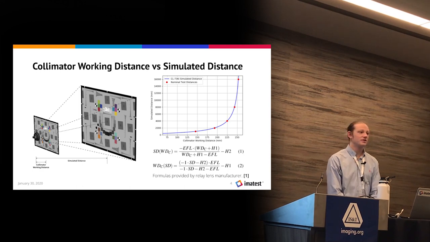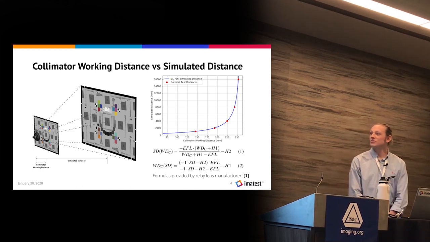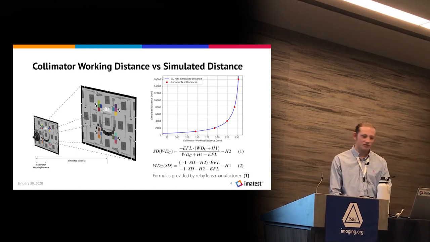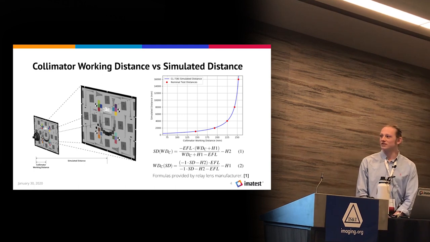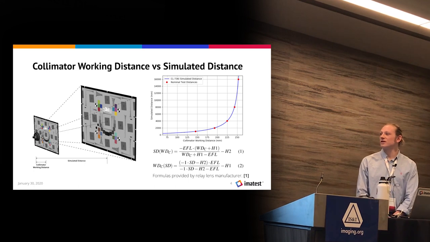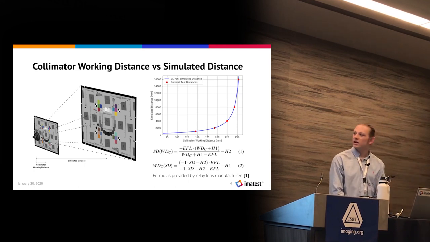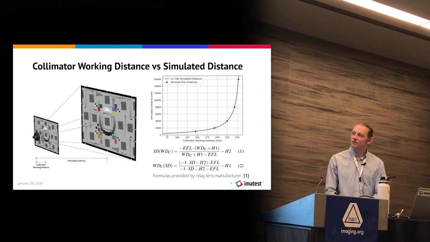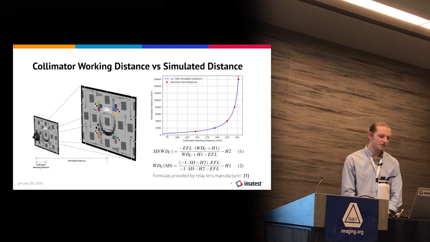Relay lenses used in this system share a common formula for calculating simulated distance from collimator working distance. This formula is defined in equation 1 and inversely defined to calculate the required working distance from a given simulated distance. Here, EFL represents the effective focal length of the relay lens, and H1 and H2 are optical principal points provided by the relay lens manufacturer. To the left, we have a visualization of the virtual image that we're projecting through the relay lens.